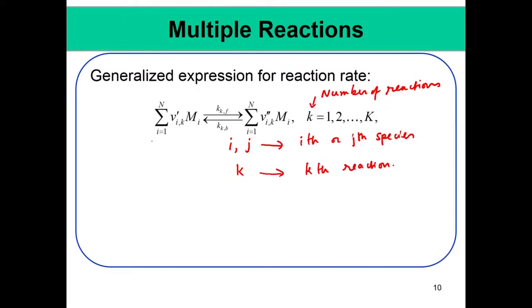In this case, nu i k single prime means the stoichiometric coefficient of the ith species in the kth reaction, M_i is the species, k_kf means the rate constant of the kth reaction in the forward mode, and k_kb means the rate constant of the kth reaction in the backward mode. And nu i k double prime once again means the stoichiometric coefficient of the ith species in the kth reaction on the product side. Please keep this convention in mind, which will simplify many things.